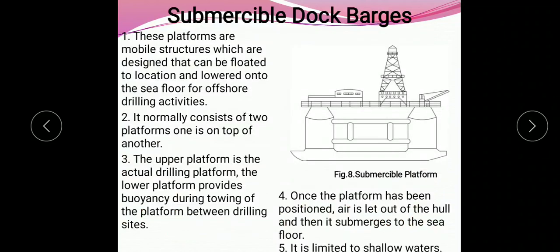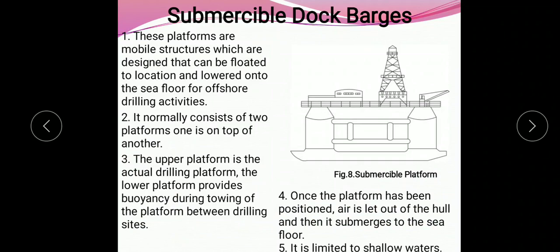Next type of barge is the submersible dock barge. Submersible means it is submerged in water. These platforms are mobile structures which are designed so that they can be floated to location and lowered onto the sea floor for offshore drilling activities. Generally, such platforms find applications for drilling under the water.